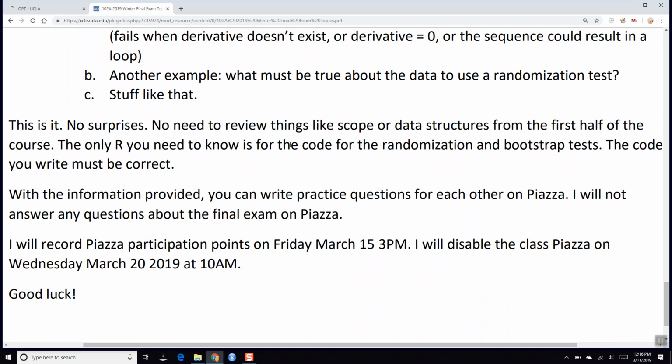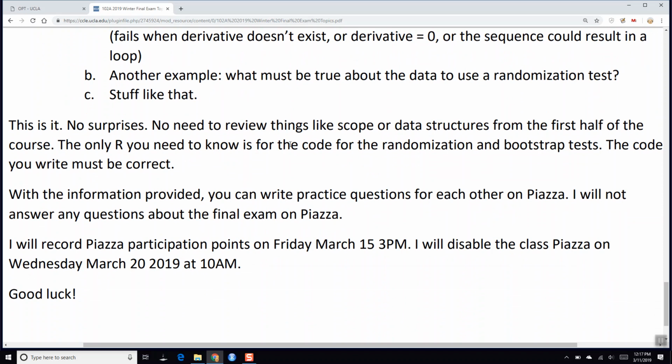There's no need to review things like scope or data structures from the first half of the course. The R that you need to know is the code that you will write for the randomization and bootstrap test, okay? So the code you write has to be correct. If you make mistakes in the code, you'll lose points. So that code has to be right. But other than that, you've already been tested on those concepts in the midterm, so I'm not going to test you again.